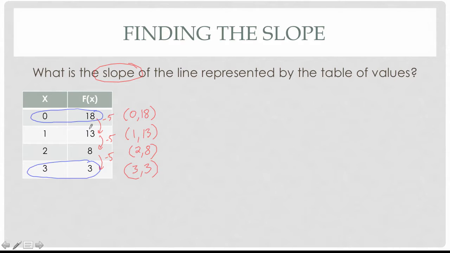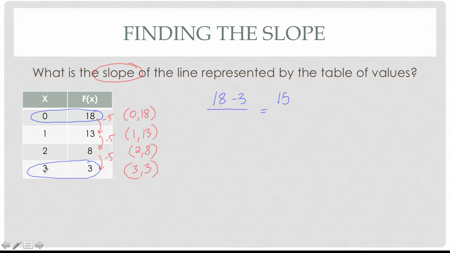So same thing again, what's the difference in my y values? I have 18 minus 3. And we can see the difference there is 15. So we changed by 15 between those 2 points.